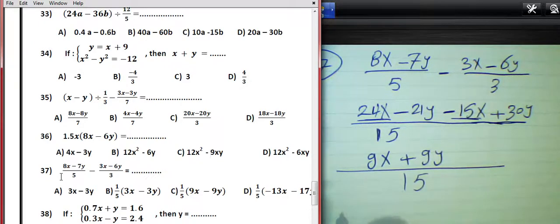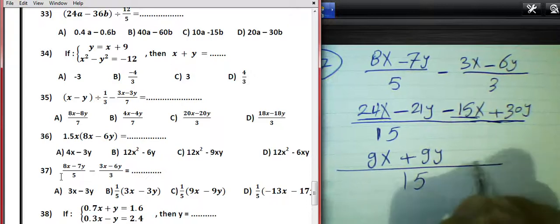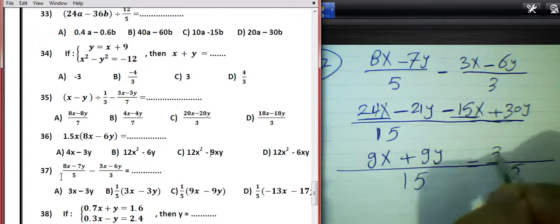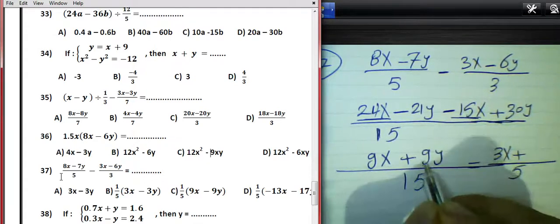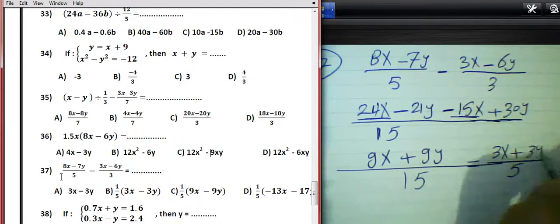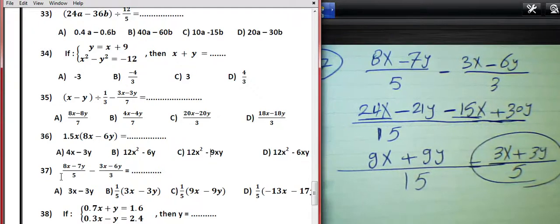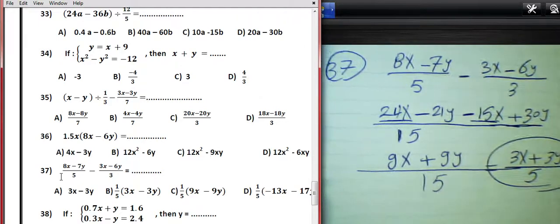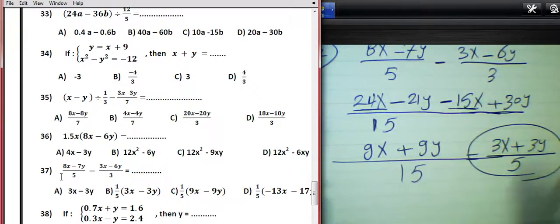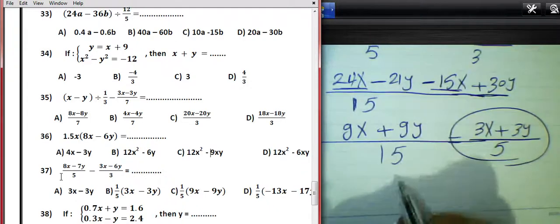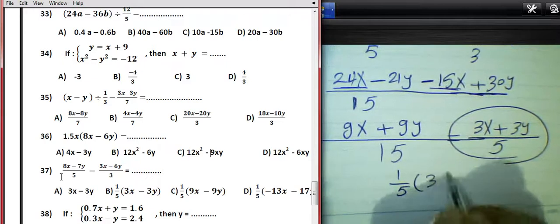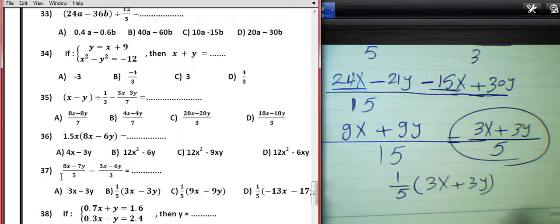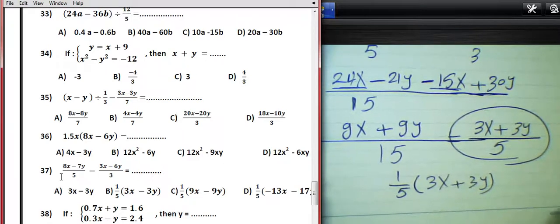So you can simplify it by dividing the numerator and denominator by 3. 15 divided by 3 equals 5, 9 divided by 3 equals 3, and x right behind it, and 9y divided by 3 equals 3y. So the result will be (3x + 3y)/5. We must choose the result for question 37. We can write 1/5 and open brackets, 3x plus 3y in brackets behind it. Okay, it's the result. We can choose letter B for question 37.